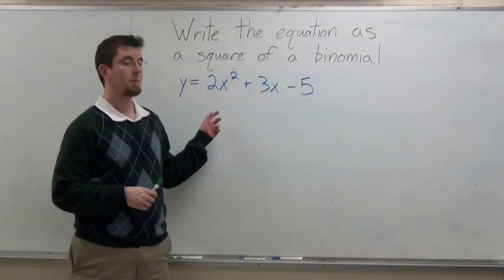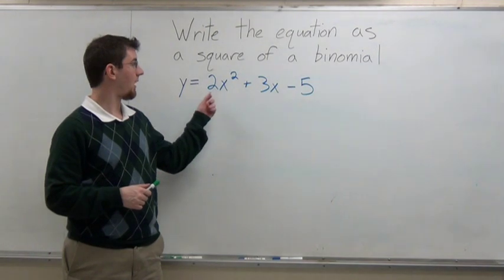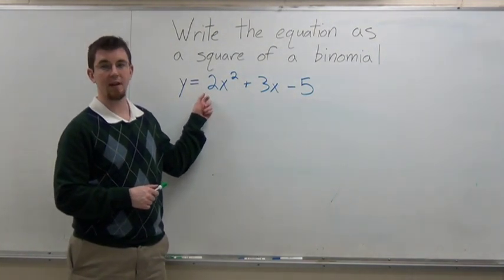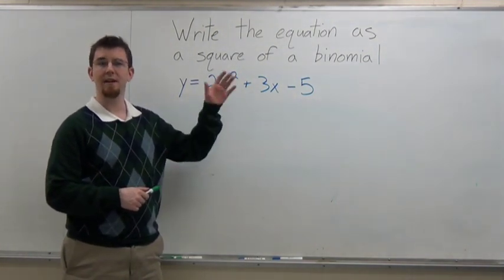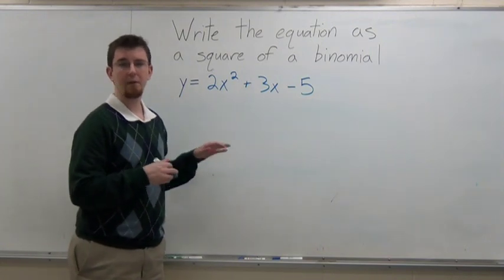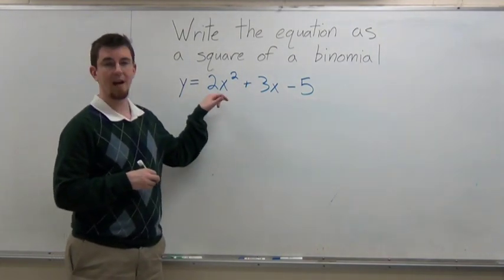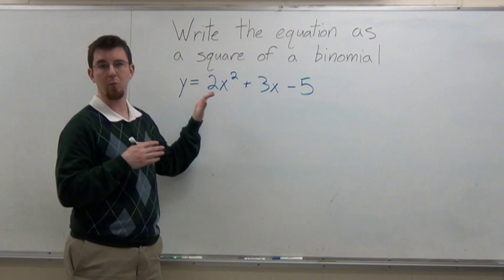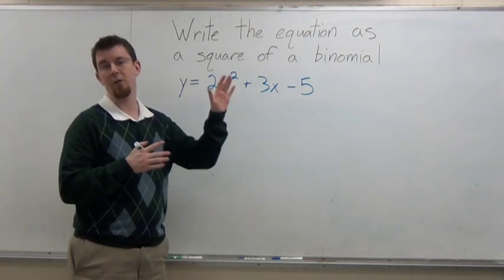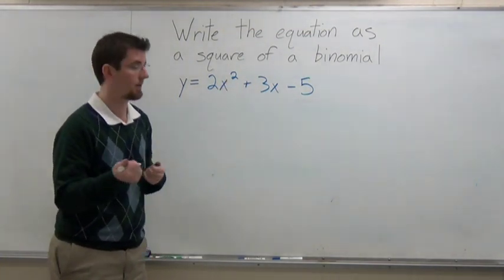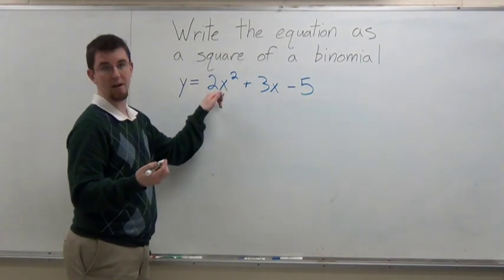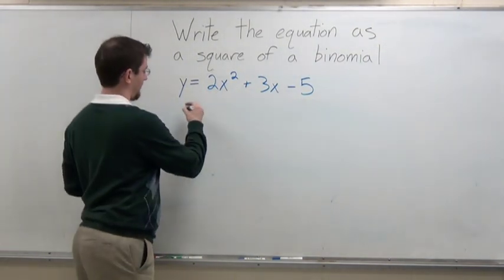This next example that we're going to look at is another example where we've got a coefficient that's not 1, but it's a little bit more tricky. So I'm going to do the same process where I need to get down to a 1x squared in order to go through this completing the square process. So I'm going to factor out whatever that number is. In this case it's a 2.